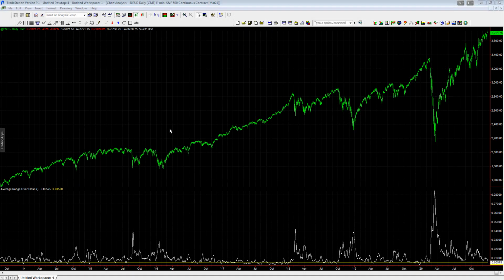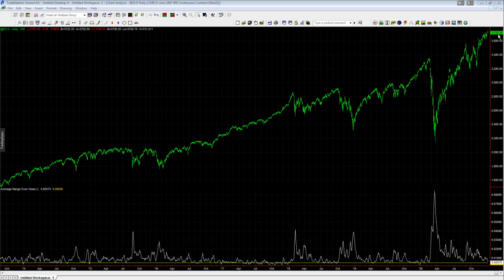Average daily range over close is one thing that we look at over time. You see it is at 0.005 or 0.5%, half percent in 3/4. So pretty low. I put a yellow line at 0.5% of the daily range.